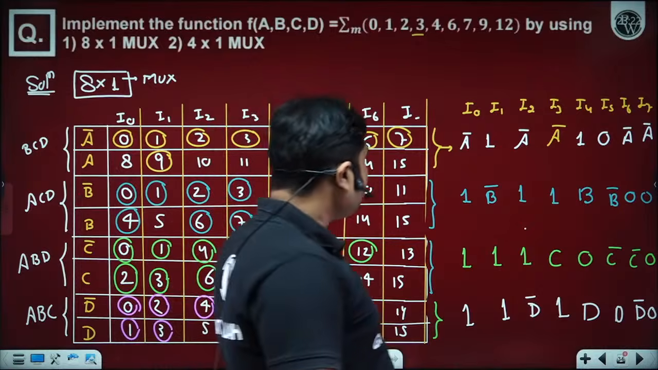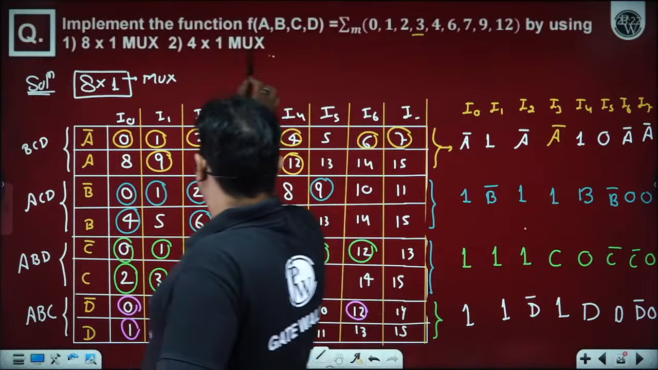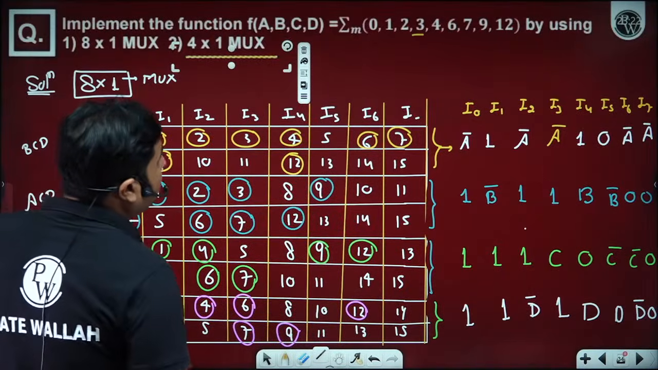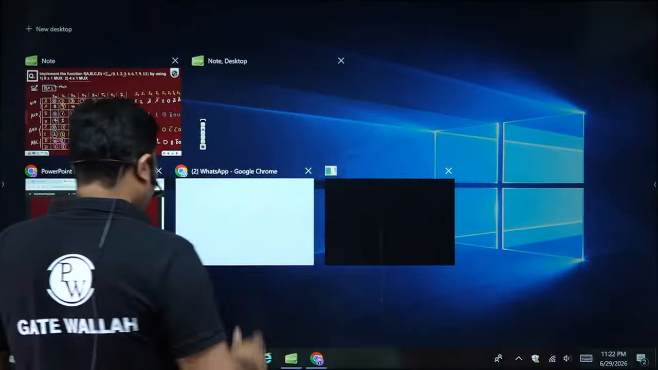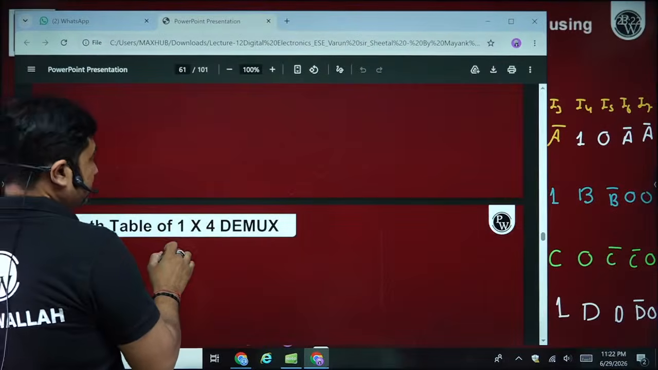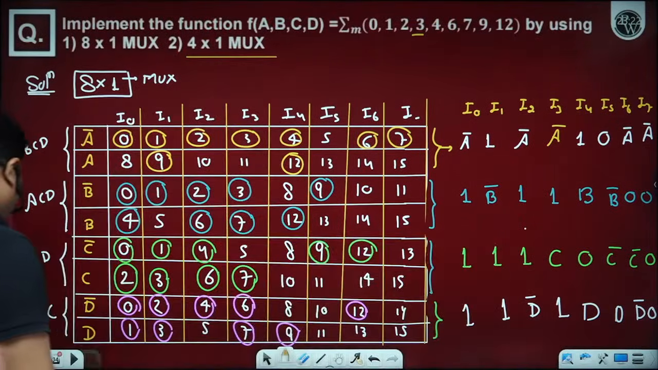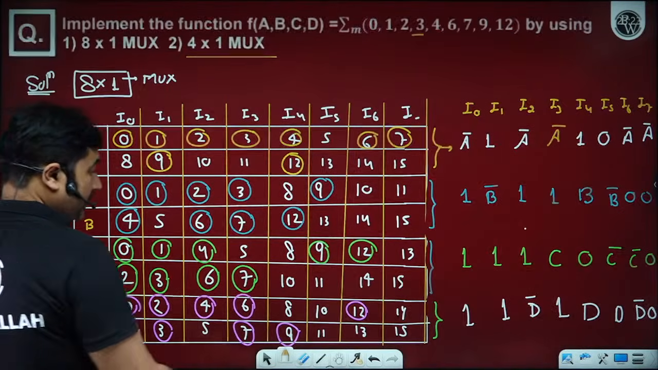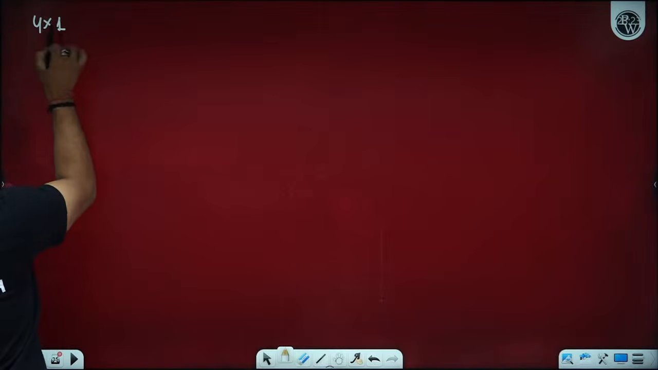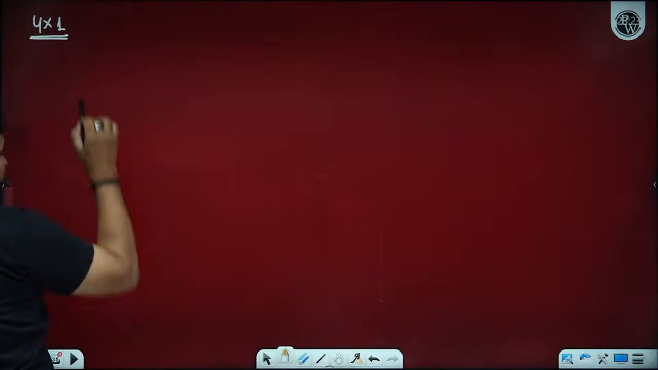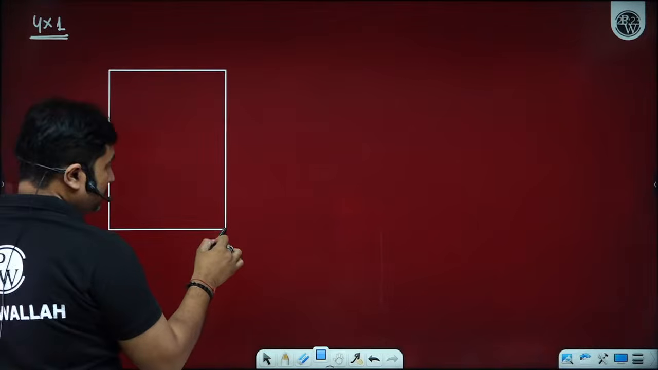Great. We also want to implement by using 4 cross 1 size. So how to implement by using 4 cross 1? Now please observe, beta ji. If we talk about 4 cross 1, we have a function, and in this function we want to implement by using 4 cross 1. So we have two possibilities.